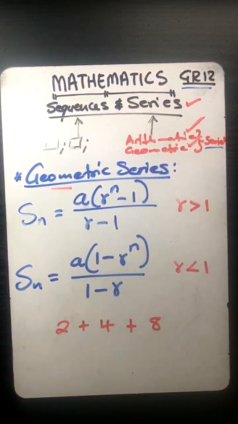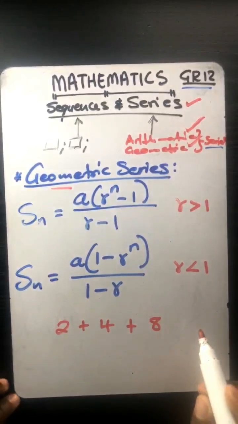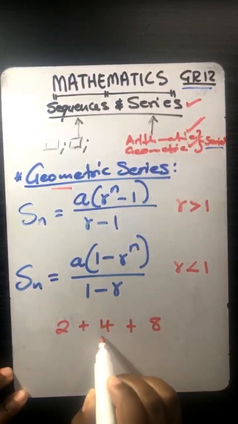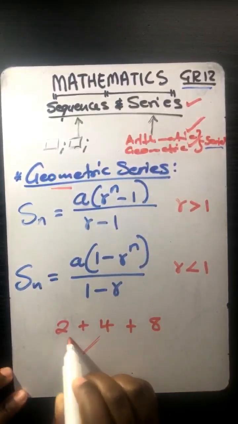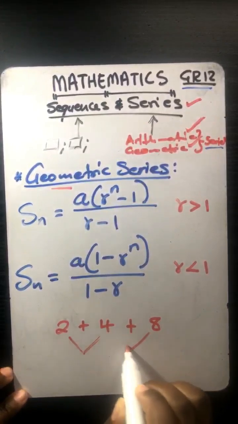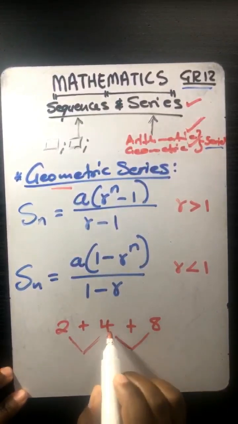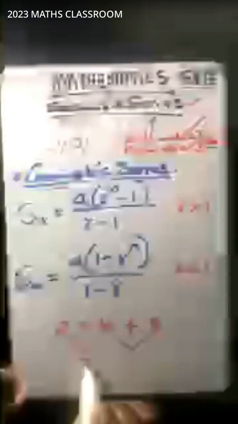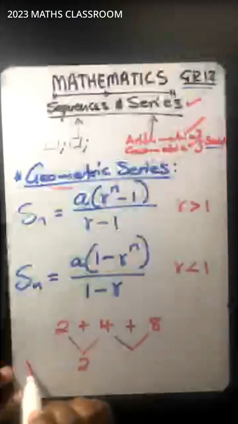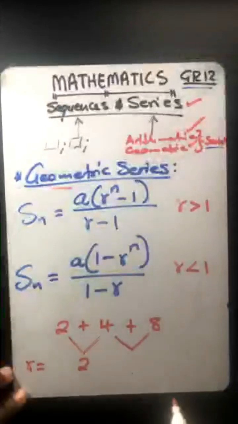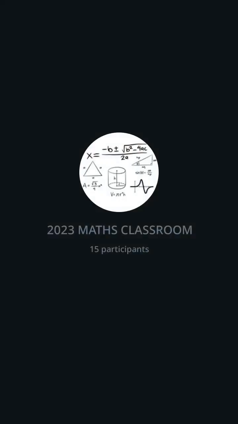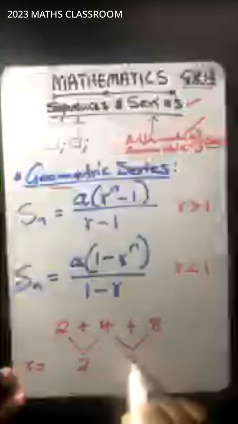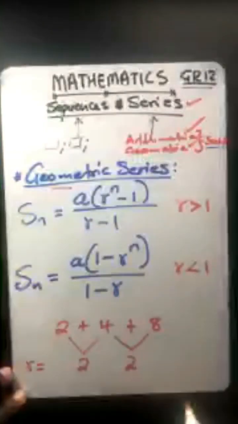Let's see. Let's try to calculate the ratio. So that means it's going to be that divided by that, that divided by that. So what is 4 divided by 2? I think that is 2. And then what is 8 divided by 4? I think that is 2.